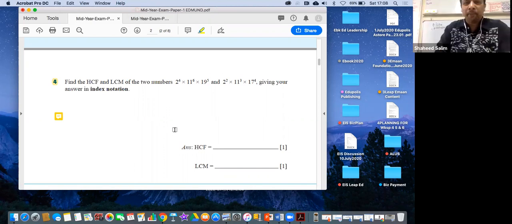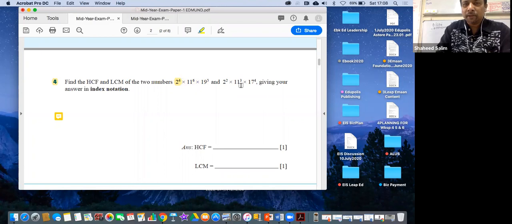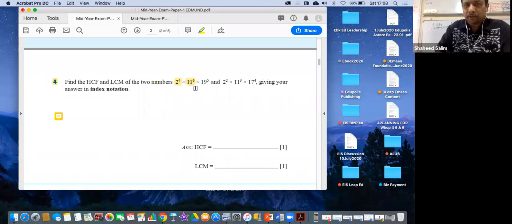So remember, according to the rule, to find LCM, use the bigger numbers. So I want to find LCM first. So LCM, I take this one times 11 to the power 3 or 11 to the power 6. Which one? 11 to the power 6. Okay, so this one is bigger, correct.